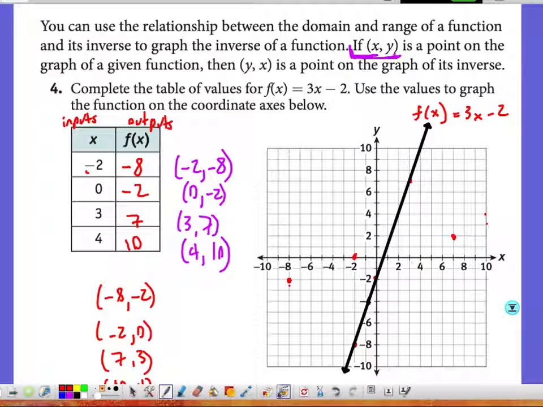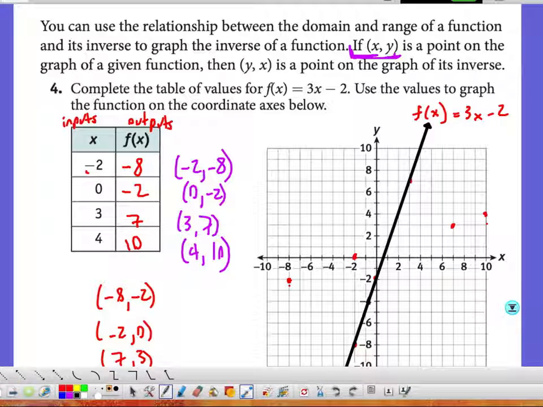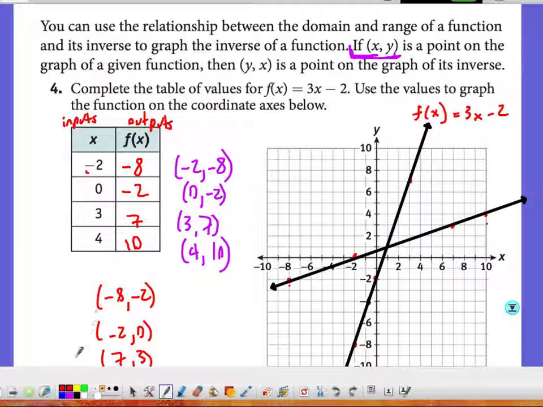Okay, I put this point wrong then. I forgot how to count apparently. So 7, 3, and then 10, 4. Alright, that looks better. So let me go ahead and graph the inverse function. We could have done this two ways. And the way we just did it here is obviously the simplest way.